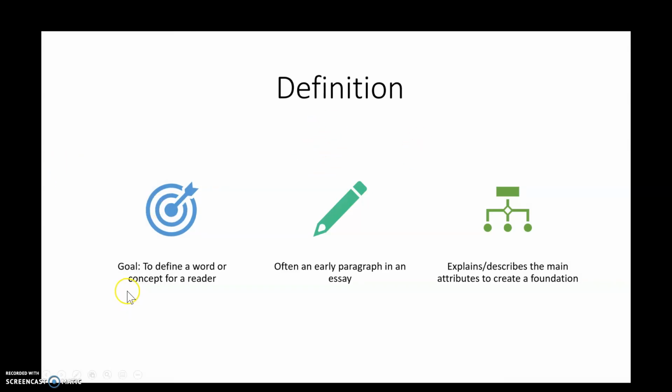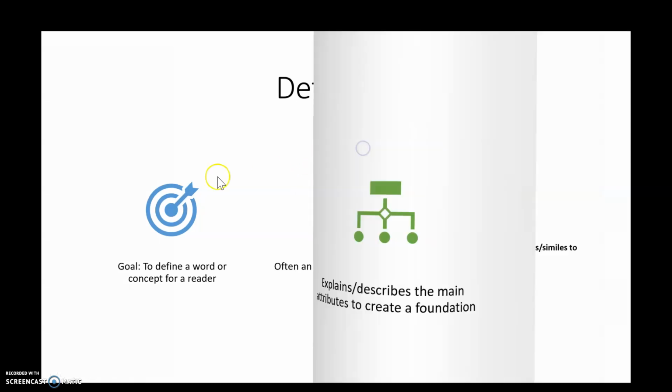A definition paragraph, this is something that we'll be doing in this class. So the goal is to define a word or a concept for a reader. Definition paragraphs often occur very early in an essay, or a definition will often occur very early in a paragraph. You can, and we will do this, have an entire paragraph that is a definition paragraph, but it's a lot more common for it to just be a part of another type of paragraph. And it explains and describes the main attributes of the thing you're defining in order to create a foundation and kind of make sure everyone is on the same figurative page.